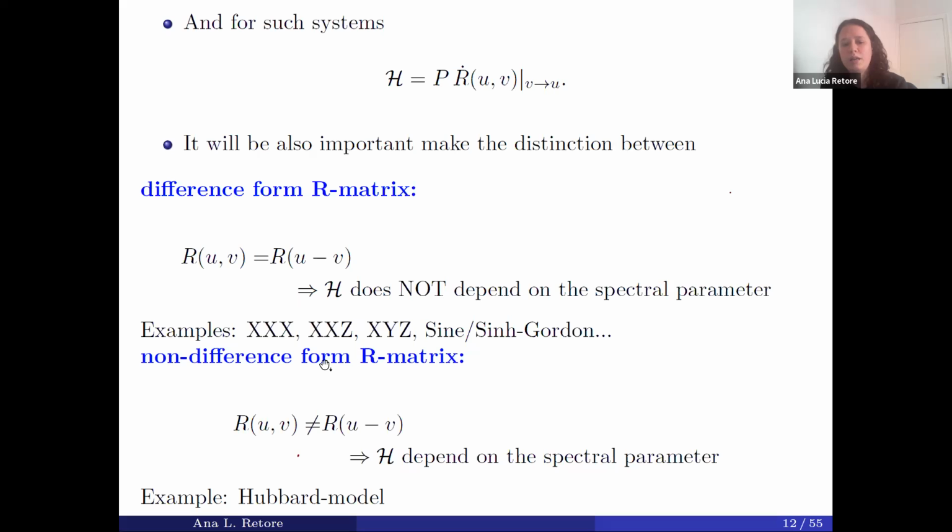But there is another one that's called non-difference form, where you cannot write it as the difference. This is very important, but very few models are known of this type. The Hubbard model is the most famous example, and then all the AdS ones are here. But because you cannot write it as the difference, the Hamiltonian does depend on this parameter. So if you have a Hamiltonian that's integrable in the sense that it came from an R-matrix of this type, you can still get the Hamiltonian by this equation, it will depend on a parameter, and it will be integrable for any value of that parameter.